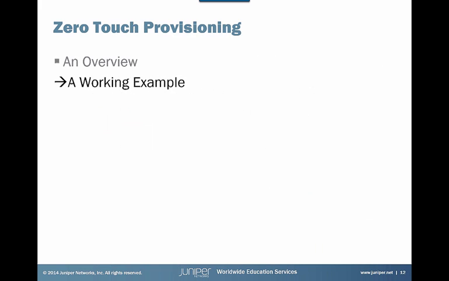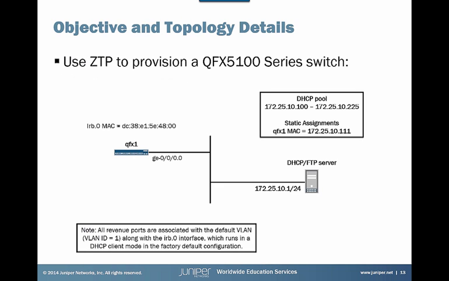Now we'll work through an example to provide some details of the objectives and the topology details here. So we're going to use ZTP to provision a QFX 5100 series switch. So we've got QFX1 shown here in the diagram. It has its GE-0/0/0 interface connected to a management network of sorts, where a DHCP and an FTP server exist. That server has the IP address of 172.25.10.1, and it is a /24 subnet.